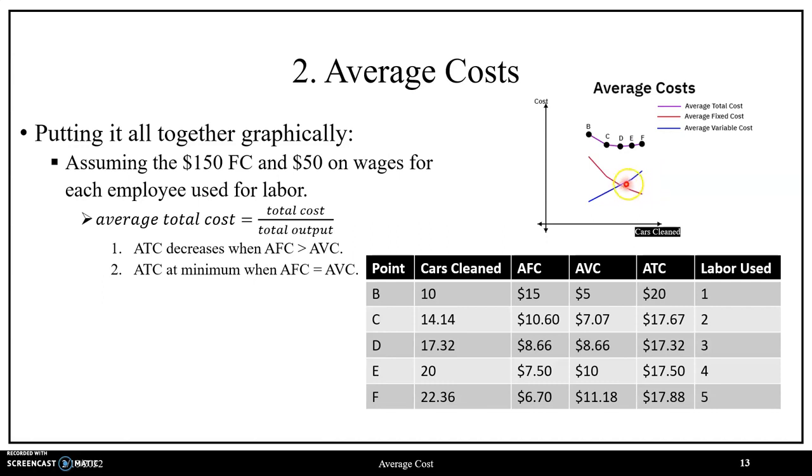Since average variable cost is upward sloping, this is going to reflect in average total cost also being upward sloping. We can see this in our table representation as well. At points E and F, we see that average variable cost is greater than average fixed cost, and from point D onwards we see that average total cost is increasing as a result. And since these three cases were exhaustive, this explains why average total costs are U-shaped.